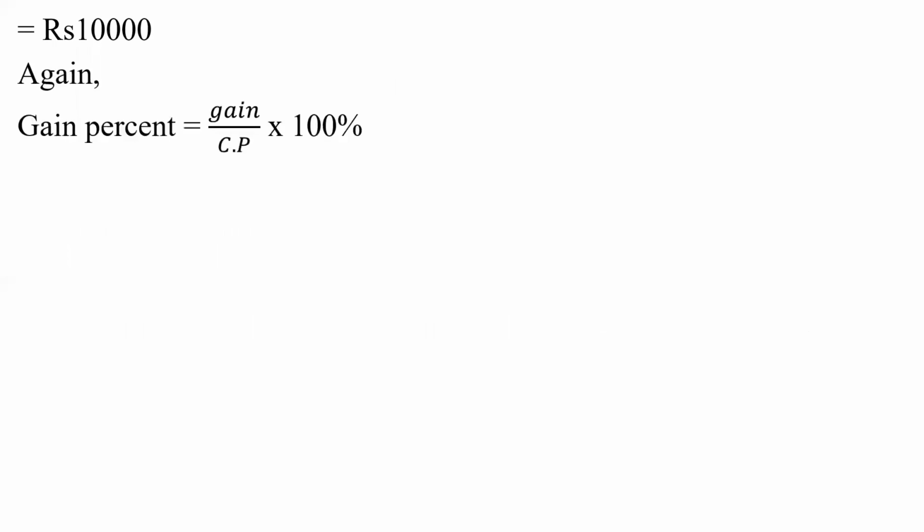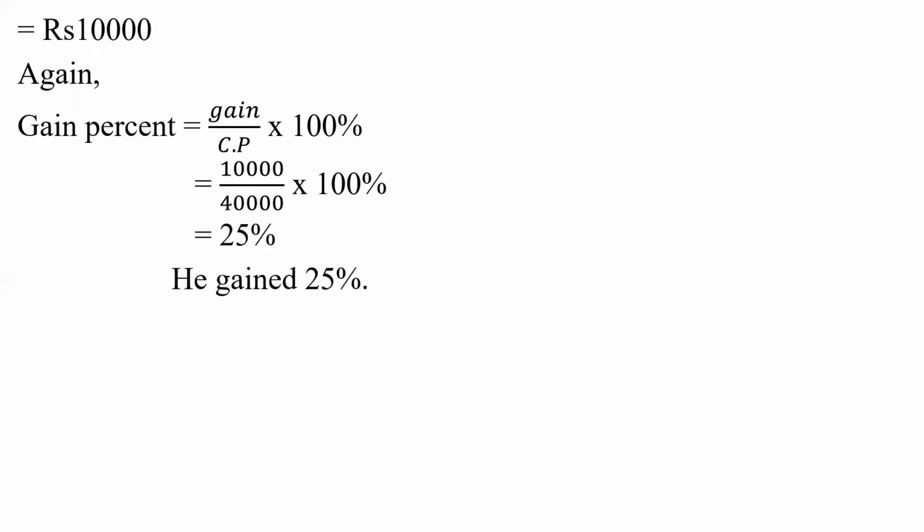Now, if you want to find out the gain percent, if you are asked in the questions, then you can easily find out the gain percent by using the formula. That's amount of gain divided by CP. Always remember CP, not SP, and multiply by 100%. Then you'll be getting 10,000 divided by the cost price, 40,000, times 100%, which gives you 25%. So you can say he gained 25% if you are asked the gain percent. Okay. Now let's move to the next question.